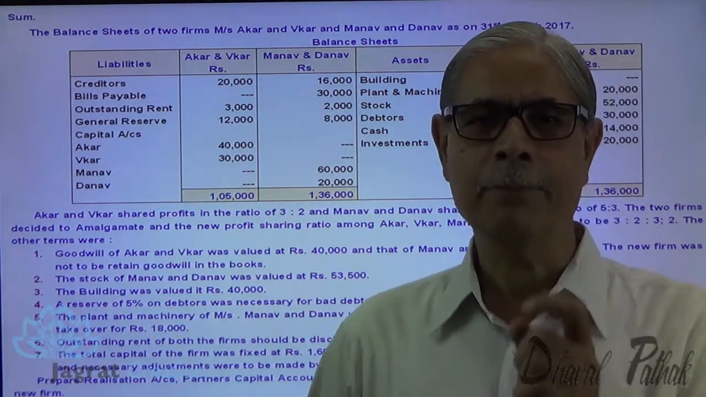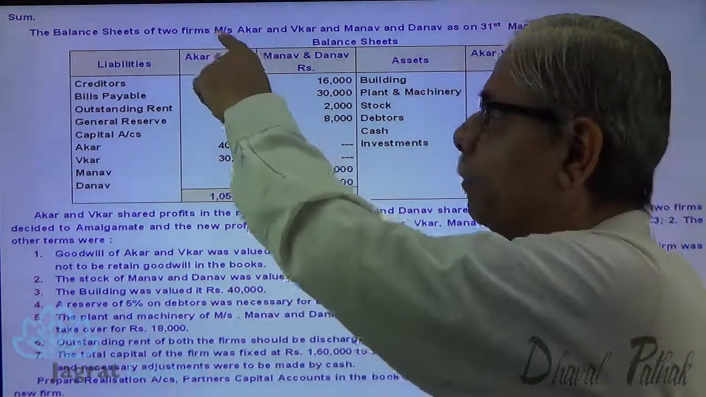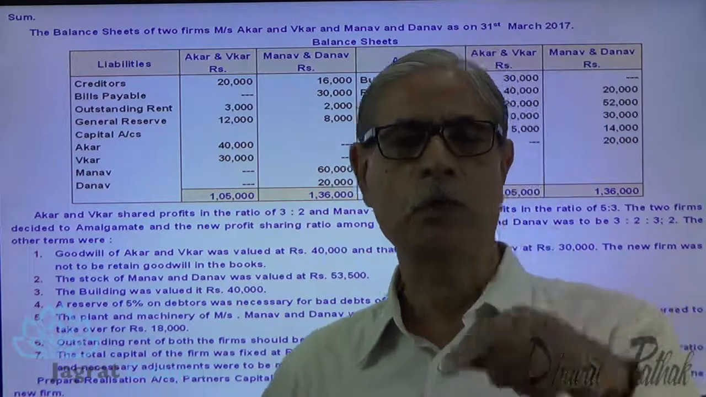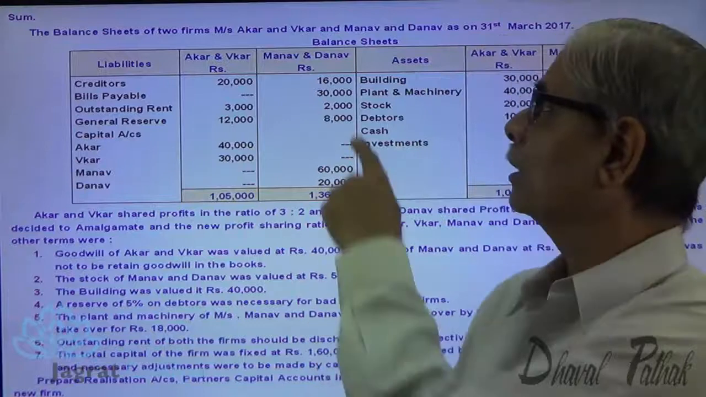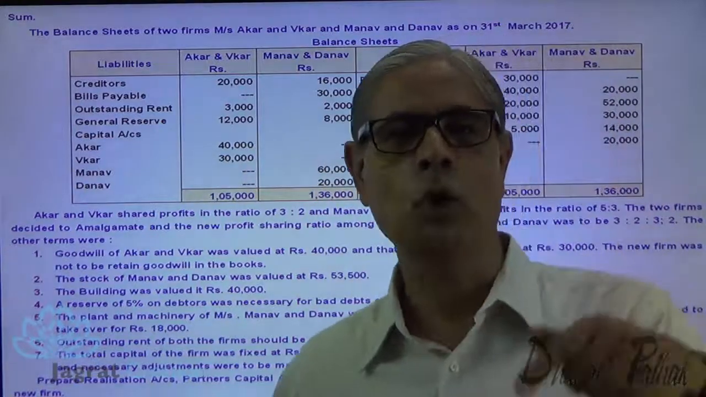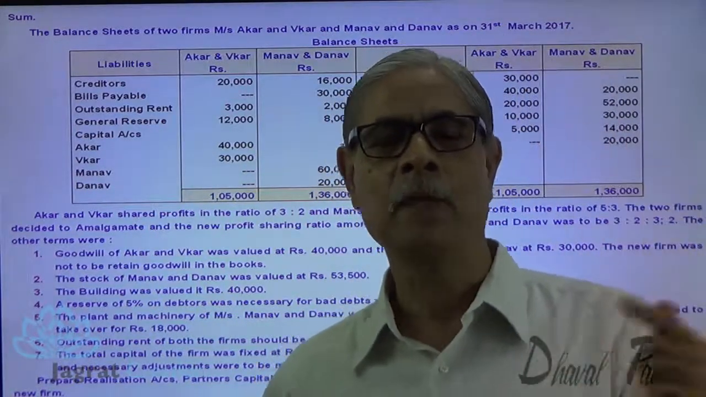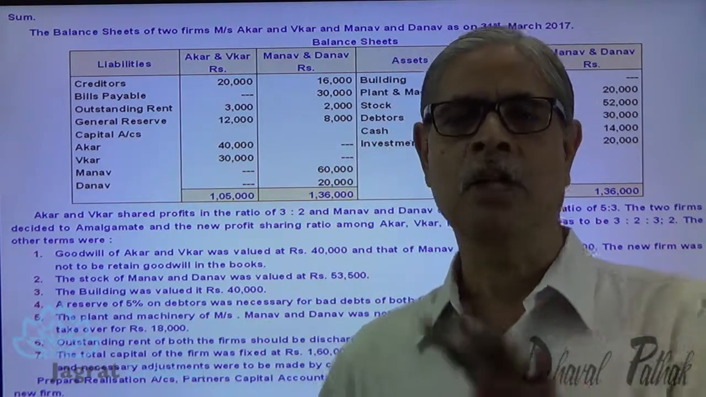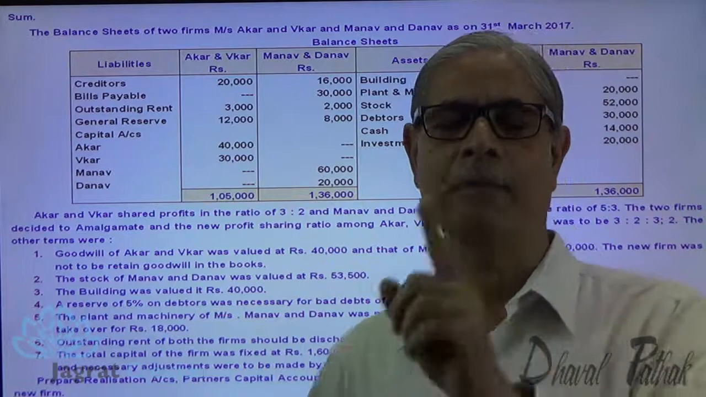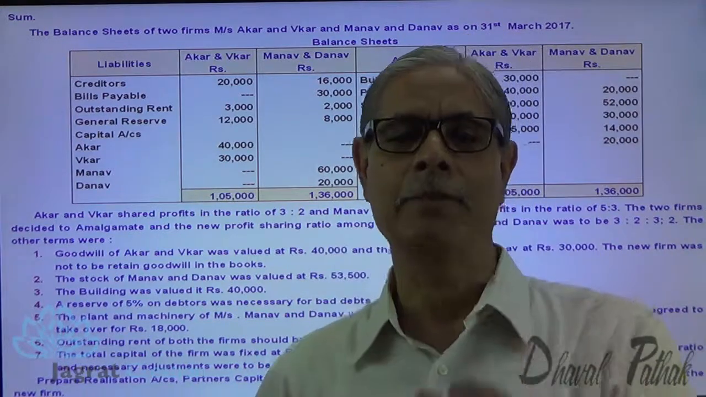Now, what is the most important point? The partnership firm of Akar and Bakar is sold to a new firm, wherein Akar and Bakar are going to be partners. The partnership firm of Manav and Danav is sold to a new firm, where Manav and Danav are also going to be the partners in the new firm. So in the new partnership firm, there will be four partners, Akar, Bakar, Manav and Danav. So it's an amalgamation of firms.